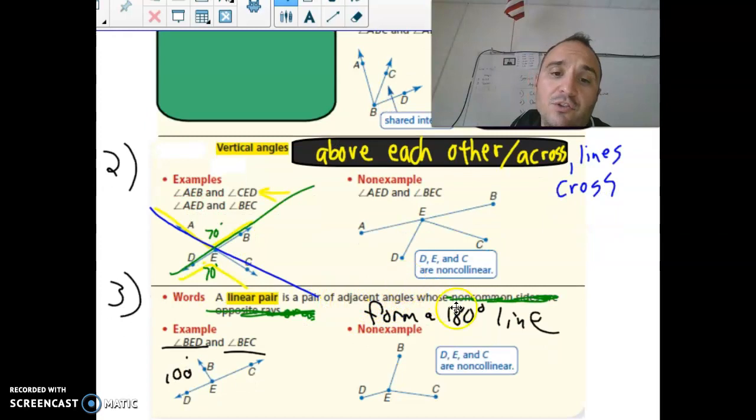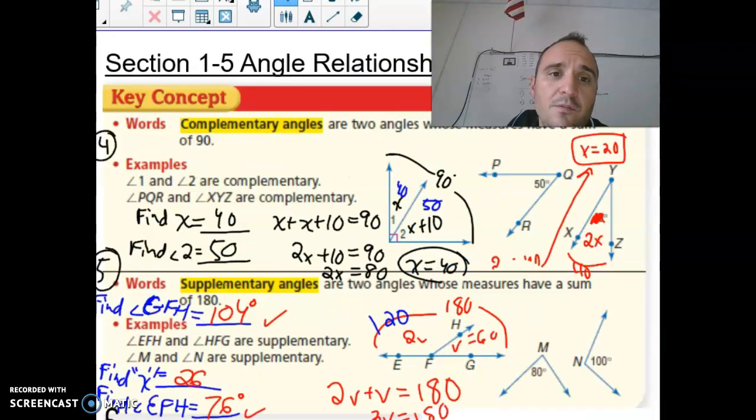Linear pair is any pair of adjacent angles. When they are next to each other, they make 180. And that's the first 3 terms.